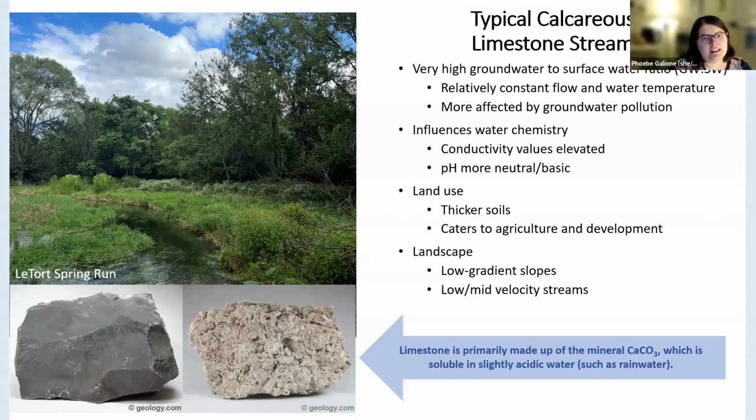But looking at limestone streams first, limestone streams tend to have a very high groundwater to surface water ratio. What I mean by that is these streams are going to be very, very groundwater fed. One of the reasons why this is the case is that limestone, which is made up primarily of the mineral calcium carbonate, is soluble in acidic water. If we were to have a cross section of a limestone area, the water is actually dissolving pockets underground, and you'll get areas where the water is able to flow through, which allows for spring-fed streams, which is really exciting.